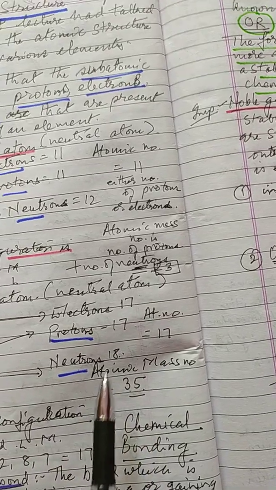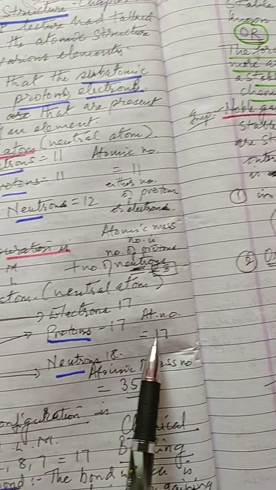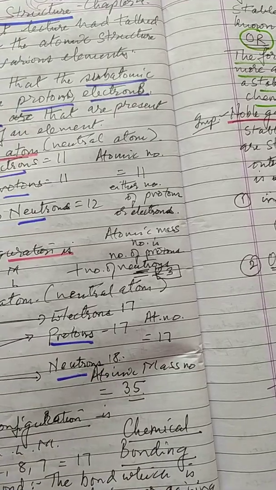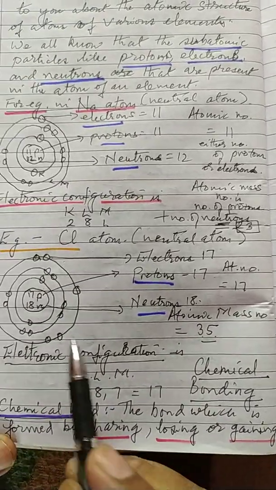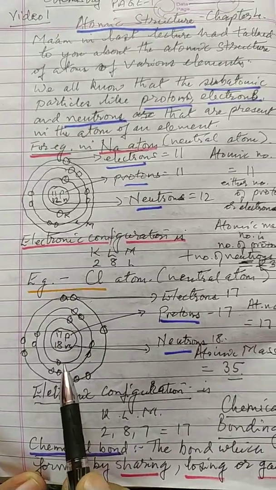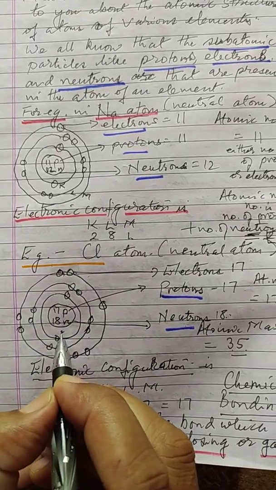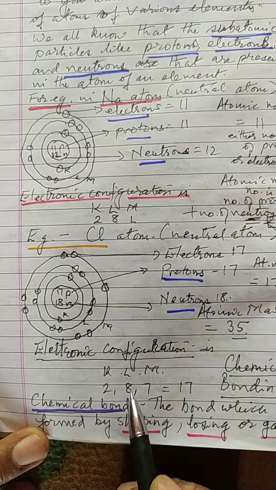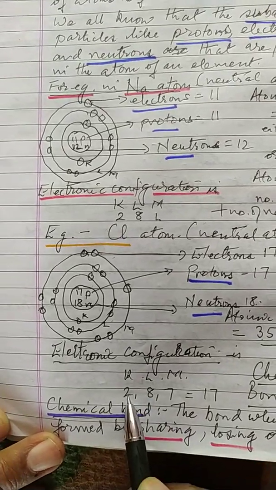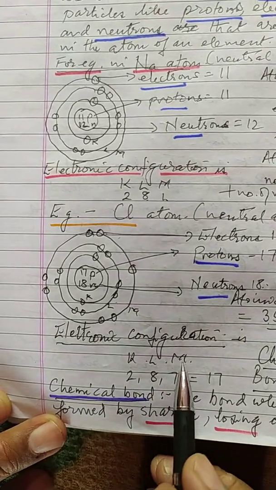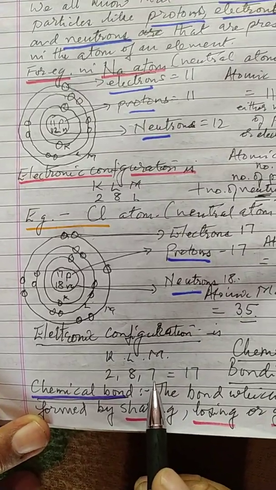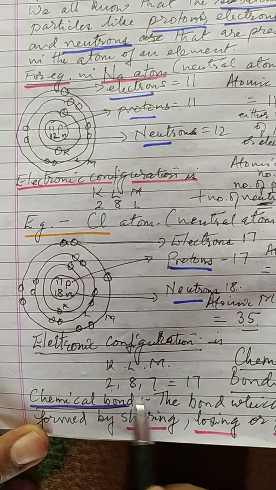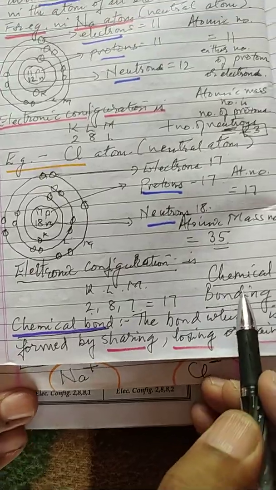And what is the atomic number? The atomic number is 17. What is the electronic configuration of the chlorine atom? Here also there are three shells, K, L and M shells. In the K shell, children, we have got 2 electrons, in the L shell 8 and in the M shell we have 7 electrons. So the total comes to 17.